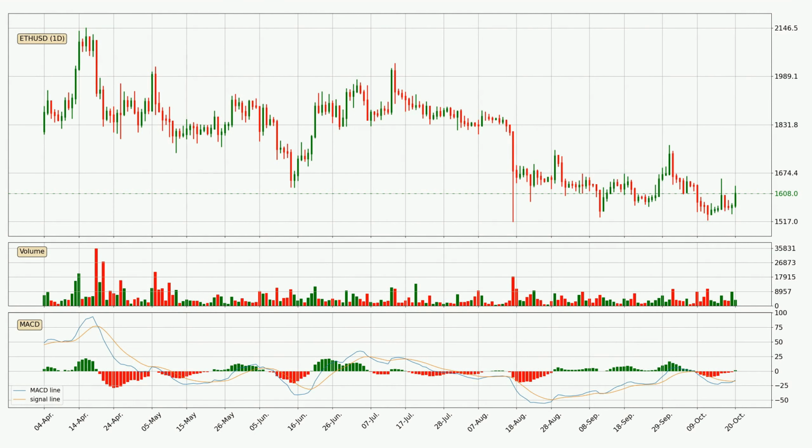Moving to the daily MACD, the MACD line is above the signal line, which shows that the current trend is on the upside. Looking at the MACD histogram, we can see that the momentum is strong at the moment, and we can expect the price to continue growing or maybe at least remaining the same for some time.